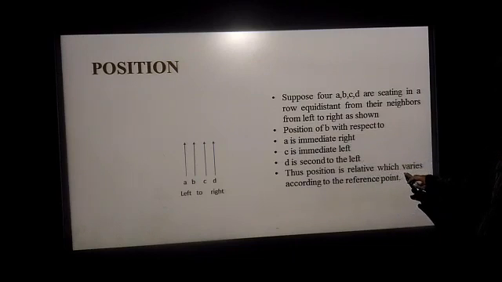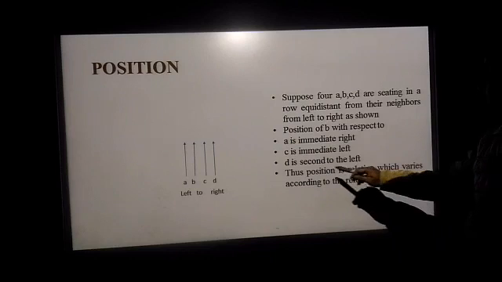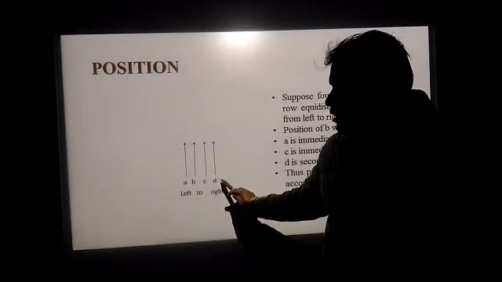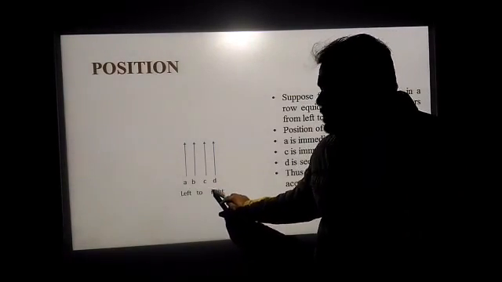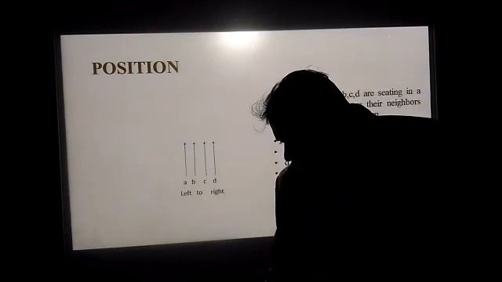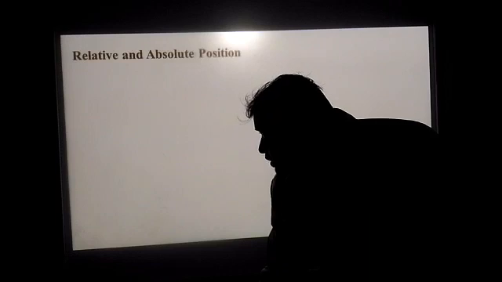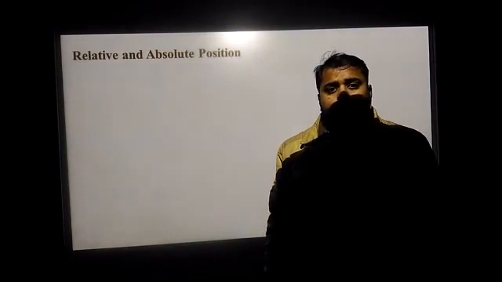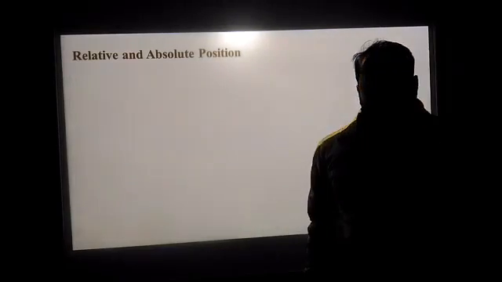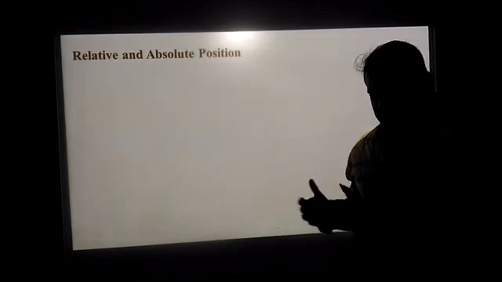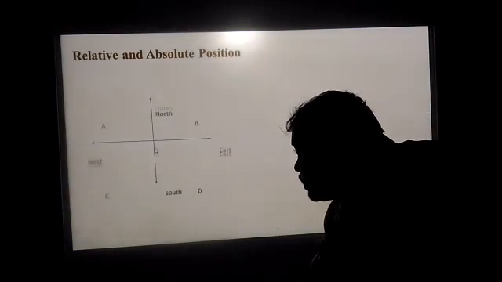Thus what I can conclude from this is that position is relative, which varies according to the reference point. If I change my reference point from B to D, the position of all these three persons will change. So position can be relative or absolute, and we are going to study absolute and relative position further.